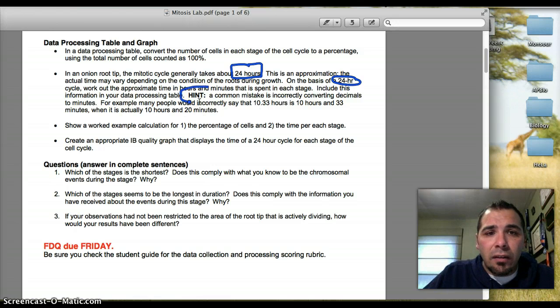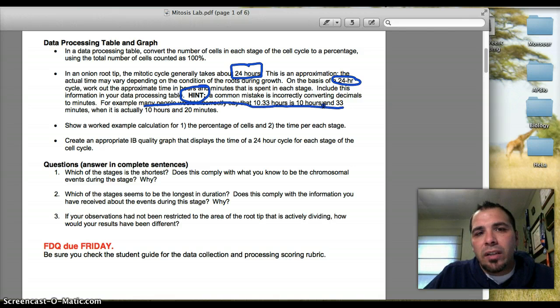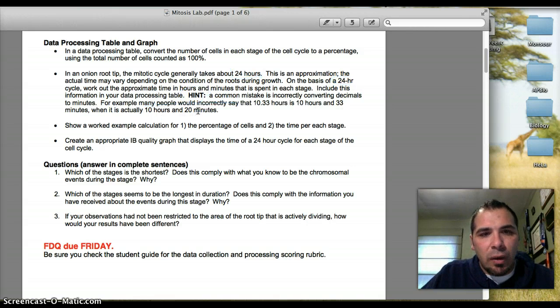Now here's a hint. There's a common mistake. For example, many people would incorrectly say 10.3 hours is actually 10 hours and 30 minutes, when actually it's 10 hours and 18 minutes. 0.33, so a third of an hour would be about 20 minutes. So try to get that as close as possible.